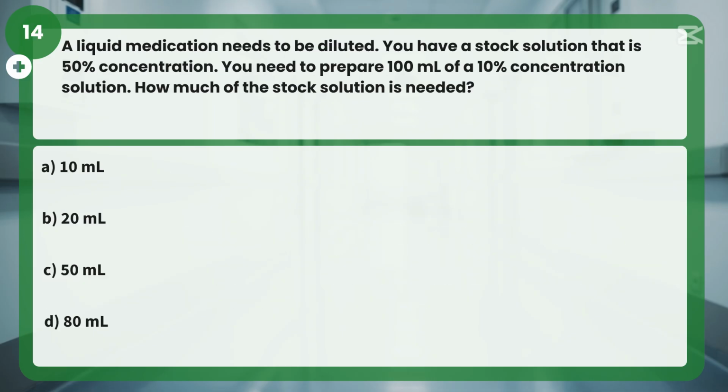Question 14. A liquid medication needs to be diluted. You have a stock solution that is 50% concentration. You need to prepare 100 milliliters of a 10% concentration solution. How much of the stock solution is needed? A. 10 milliliters. B. 20 milliliters. C. 50 milliliters. D. 80 milliliters.